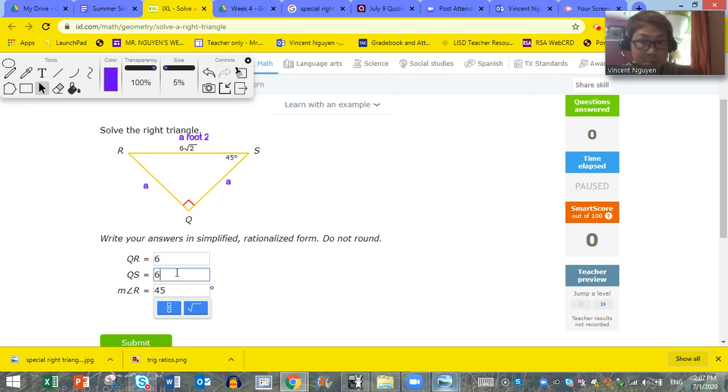Now, because this is a special right triangle, we could use the rules of special right triangles and find the missing sides fairly quickly. If it is not a special right triangle, then we'll have to use the trig ratios to find that. So I'm pretty sure they're going to come up later. All right, let's submit this.